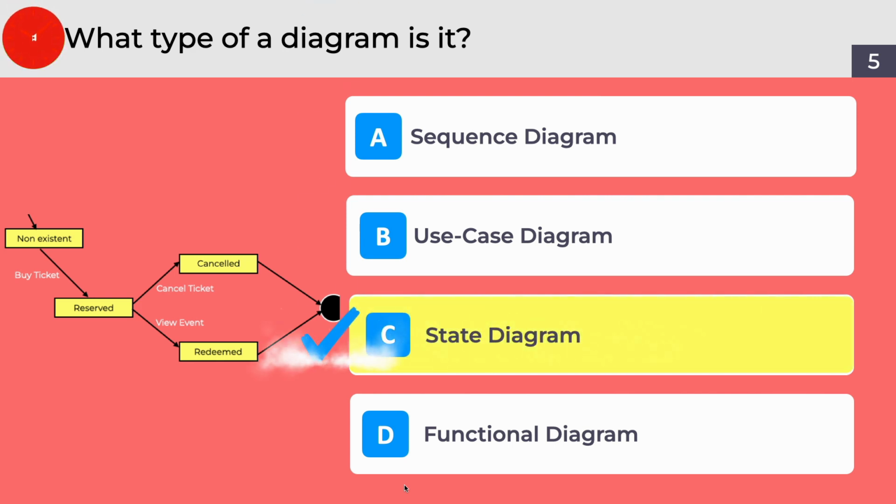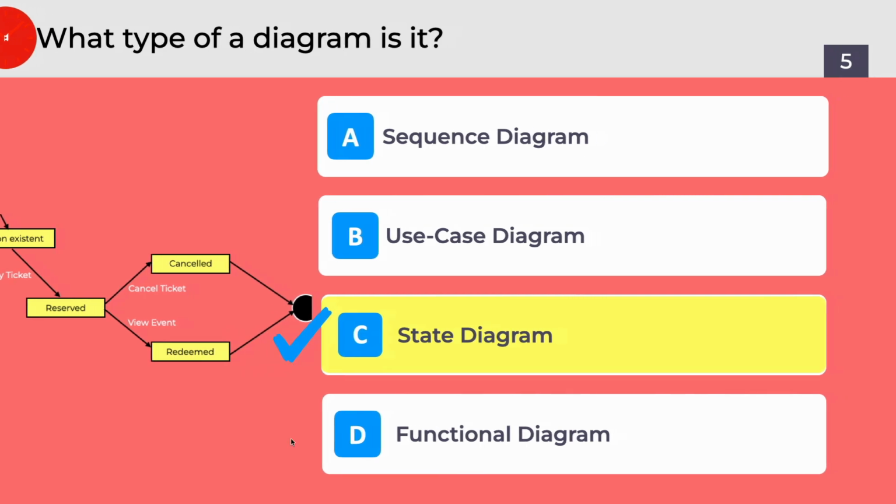And the correct answer is C, state diagram. We just talked about in the previous question what a state diagram is. And if you look at the diagram, it's very evident that we have some sort of state transition from non-existent to reverse to cancel or redeemed. So it's not a functional diagram. We don't have use cases. Neither is it a use case diagram. Neither is it the sequence diagram. So let's move on to the next question.